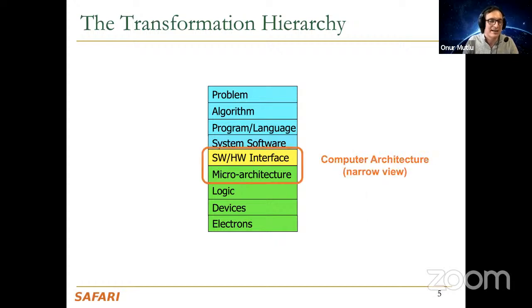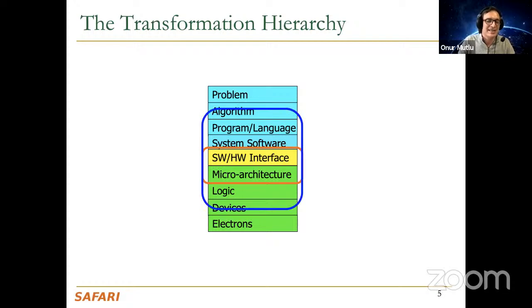But basically, computer architecture is really about the hardware-software interface and the microarchitecture in its narrow view. This is the ISA and the microarchitecture that implements the ISA in the narrow view. In this course, and clearly, as I mentioned, in digital design and computer architecture, we take a more expanded view of computer architecture that looks at algorithms to devices.